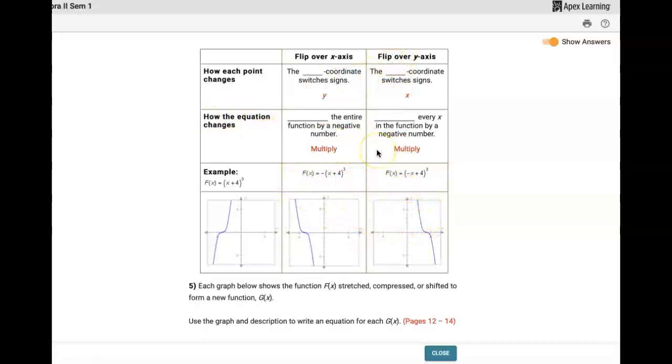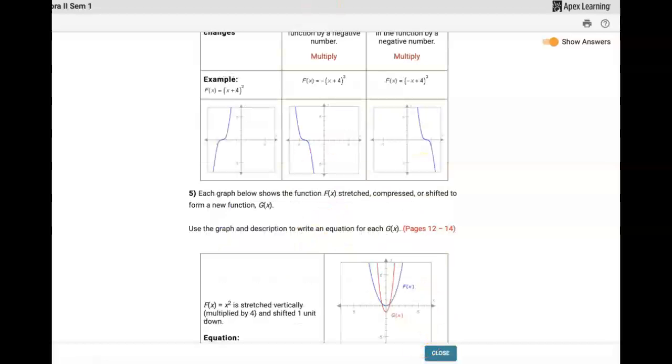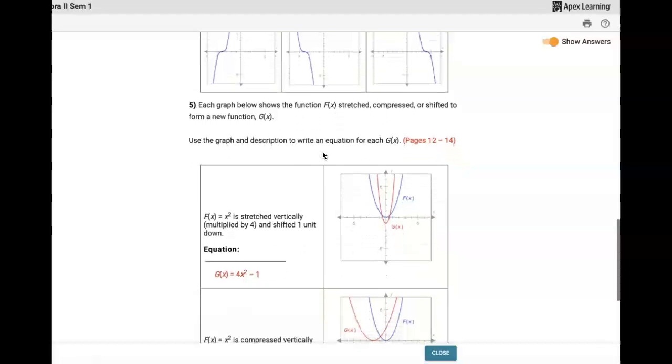So in both cases, we're going to multiply, but for the x-axis we multiply the entire function by a negative number. So it's going to be negative and then the entire function, so you would carry that negative sign through all those different factors, okay? But if you are dealing with just flipping over the y-axis, you're only going to multiply every x in the function by a negative number. Okay, so effectively here, this 4 would not be touched by the negative sign, versus when it's here, it would be. All right, and now we'll go to a couple more problems here.